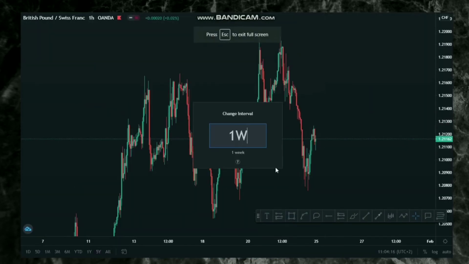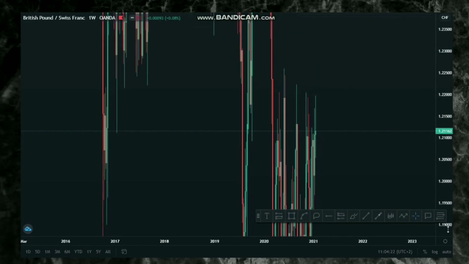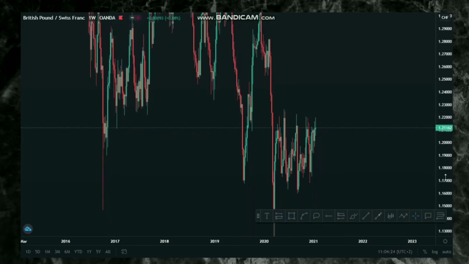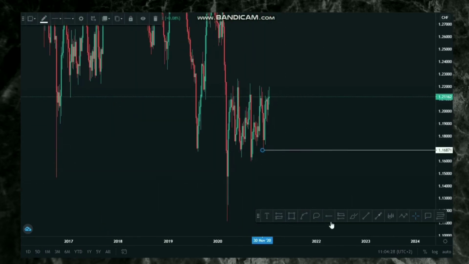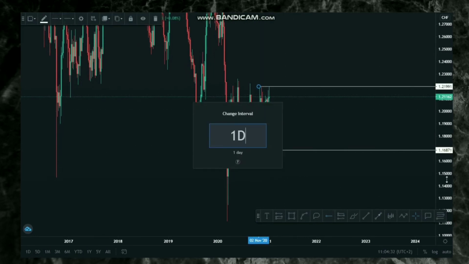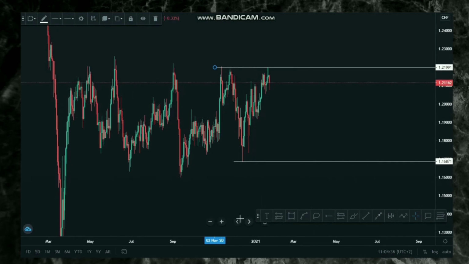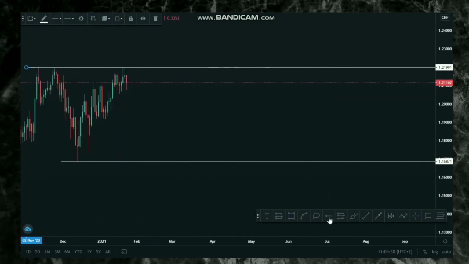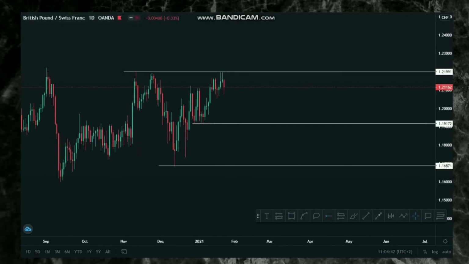GBP/CHF weekly time frame. Remember, weekly time frame, daily time frame, 4 hour, and then 1 hour time frame for entry confirmations. Remember, weekly time frame, doing what? Identifying our major supports and resistance. Major support, major resistance. Then we dive into the daily time frame to identify our sub support or sub resistance. In this case, we have a sub support once more at this level. As you can see, it has been respected quite a lot of times.